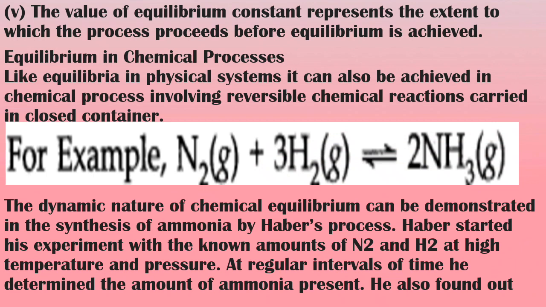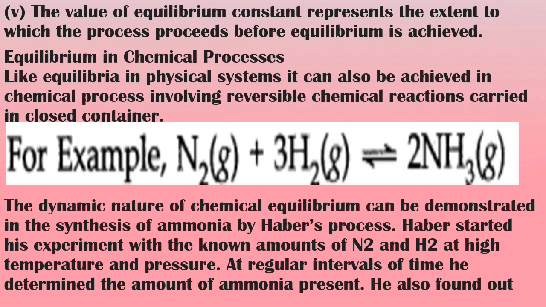Equilibrium in chemical processes. Like physical equilibrium, it can also be achieved in chemical processes involving reversible chemical reactions when carried out in a closed container. For example, when nitrogen gas reacts with hydrogen gas, ammonia gas is formed. And the dynamic nature of chemical equilibrium can be demonstrated in the synthesis of ammonia by Haber's process.